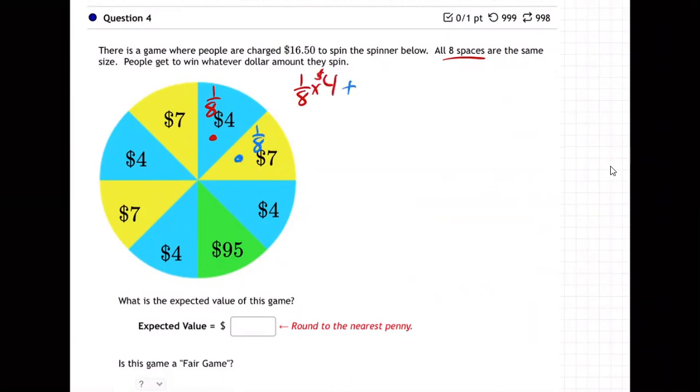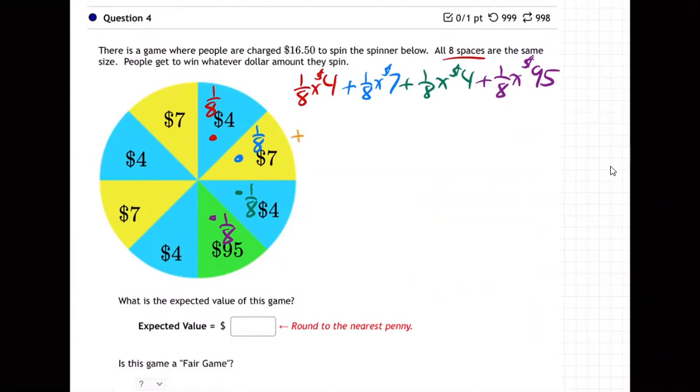There's a 1/8 chance we're going to land there, times $7. And do the next one, plus 1/8 multiplied by another $4. And then what comes next? This one, that's the big one there. There's a 1/8 chance of that, times $95. I forgot to put the 1/8 there. There's 1/8 for all these. They're all going to be 1/8, aren't they?